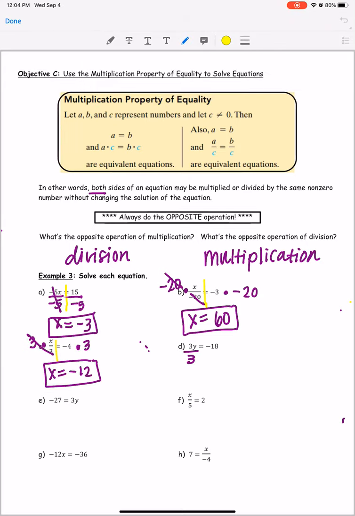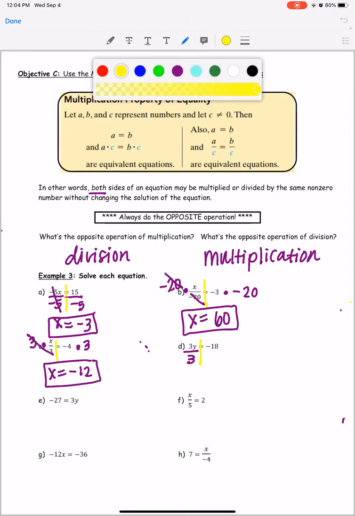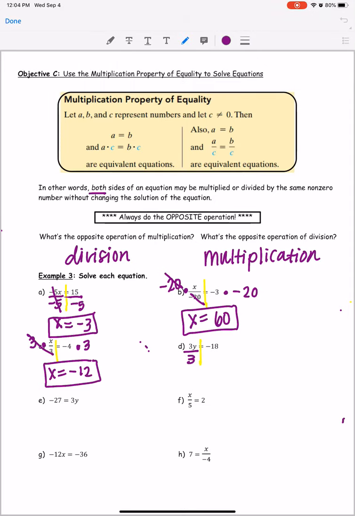Hopefully you're tired of hearing me say this, because if you're tired of hearing me say this, then you've got it. But whatever I do to one side of this equation, I have to do to the other side. So if I'm dividing the left by 3, I must divide the right by 3. My 3's cancel. 3 divided by 3 is 1. 1y is the exact same thing as just y. So I get y equals negative 18 divided by 3. It's going to give me a negative 6. Different signs, so it is negative.